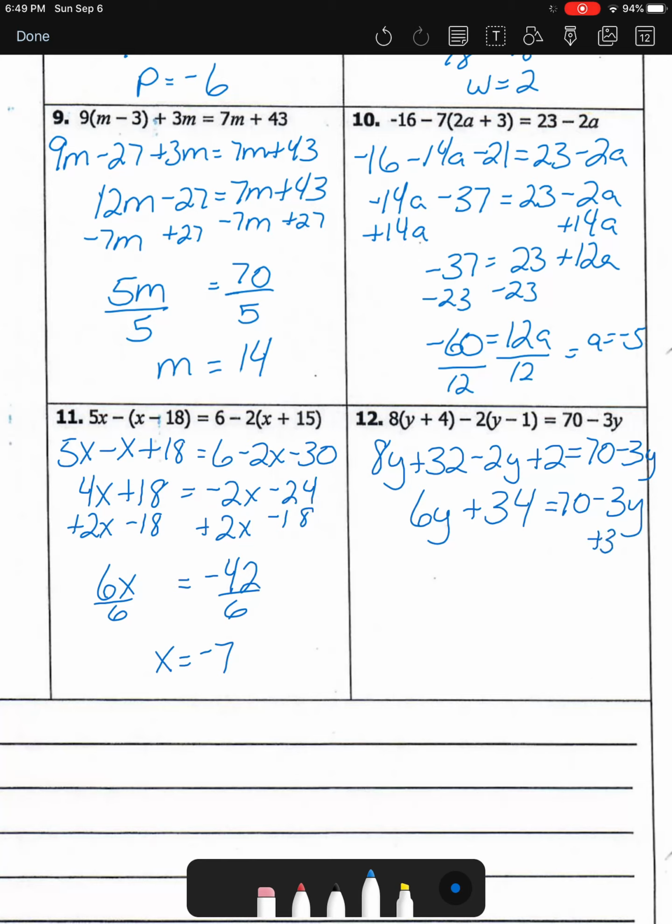I'm going to move the smaller y, so we're going to add 3y and add 3y. So that's going to give me a 9y. I'm going to subtract the 34 over and subtract the 34 over. So that's going to give me a 36. We're going to divide that 9 out of there and get y is equal to 4.